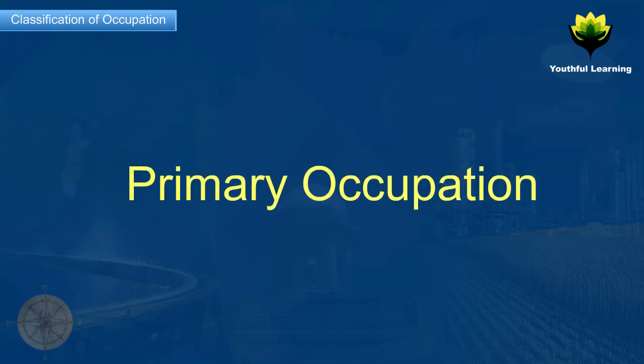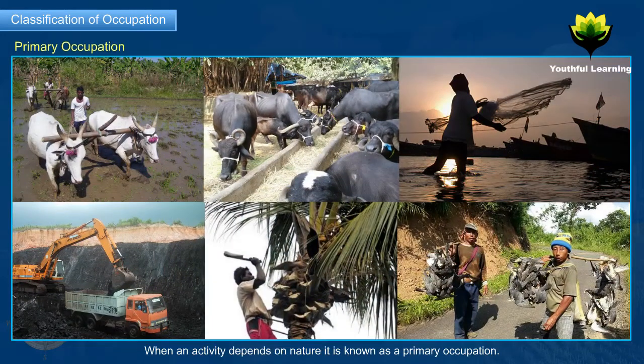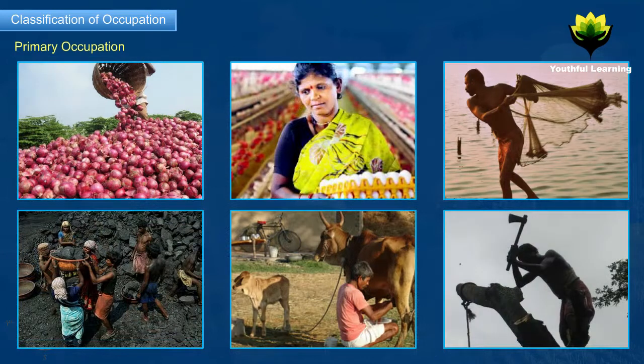Primary occupation. When an activity depends on nature it is known as a primary occupation. Here, man uses natural resources as they are without changing them, with least possible effort to meet their requirements.